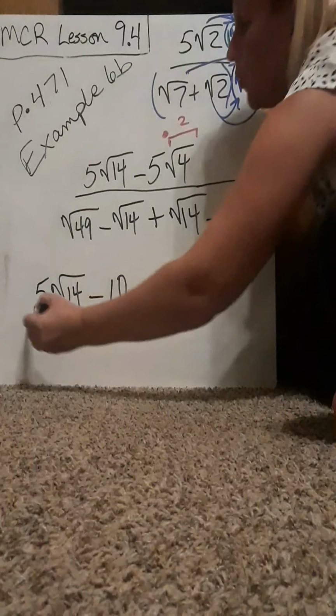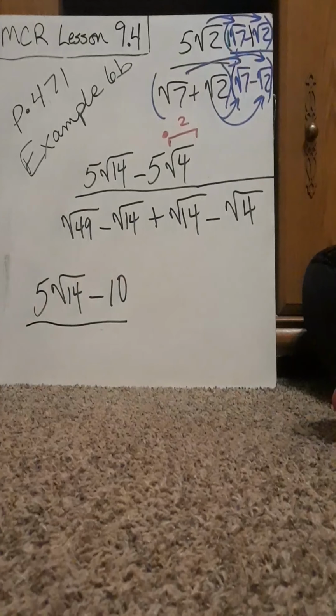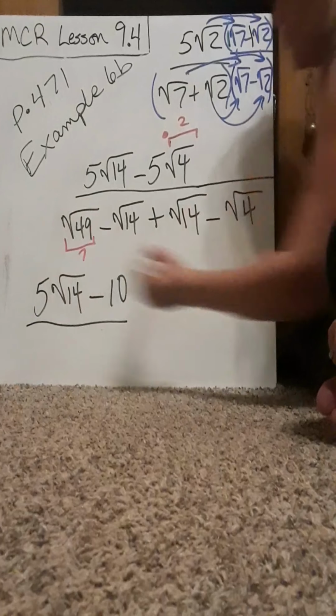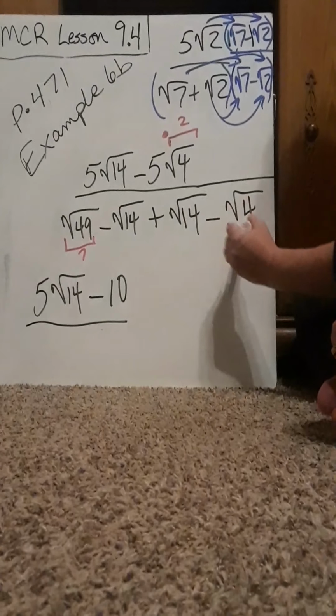Now let's see what we can do on the bottom. There's actually a couple things you can do on the bottom too. The square root of 49 is going to become a 7. The square root of 4 is going to become a 2.